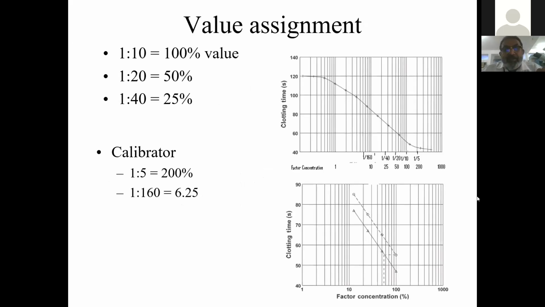So as I said, there are 3 rules. The calibrator, or the standard graph, should have all the points connected by a specific line, which is a straight line. The patient's dilutions, the 1 in 10, 1 in 20, 1 in 40, should also be connected by the best fit line, and these 2 lines should be parallel.